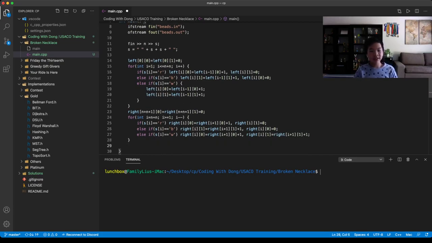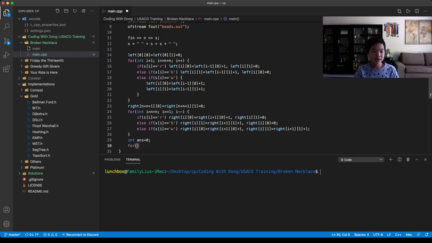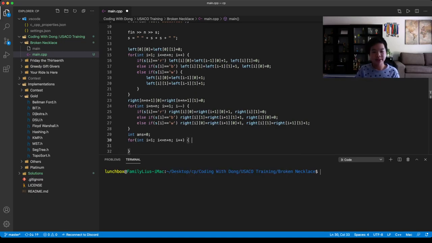Alright, so now we need to calculate our answer. So let's call it answer, and in the beginning, you have 0 characters. Now you can go from i equals 1 to i equals n plus n. Okay, so this basically means that we're splitting it at i.